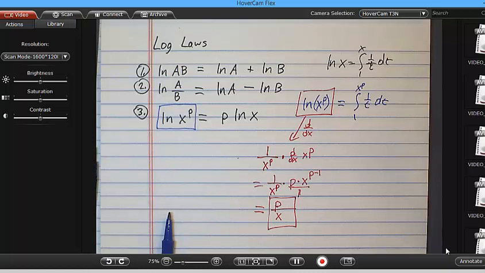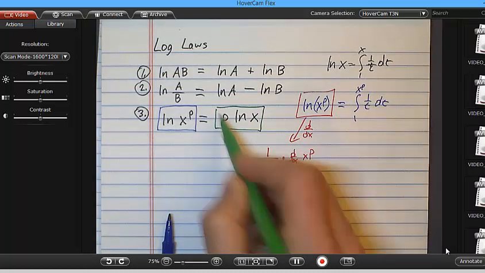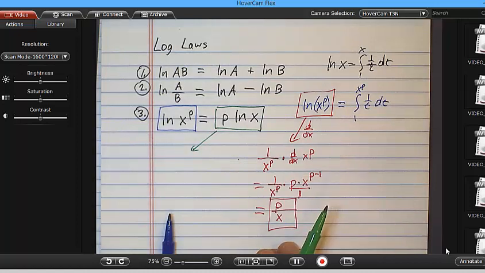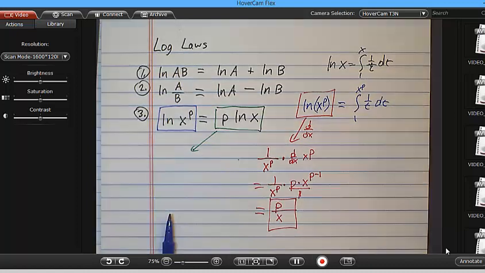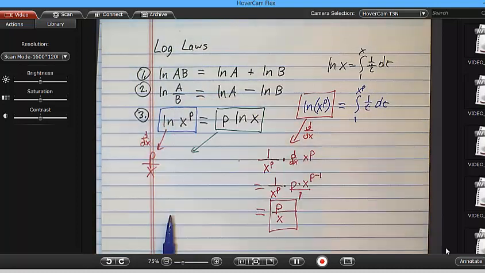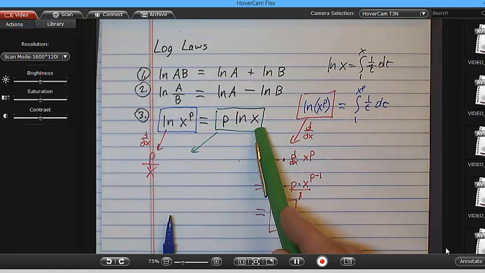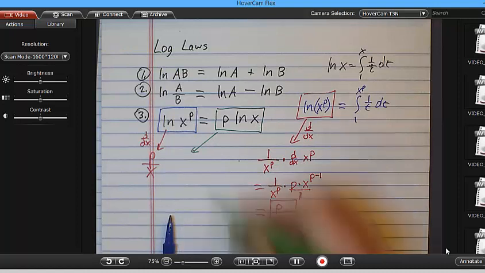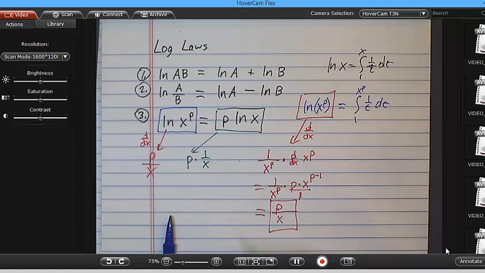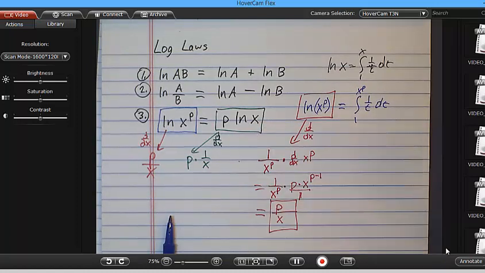Okay, so that's interesting. What if I take the derivative of this other guy? I took the derivative of the natural log of x to the p, and I got p over x. If I take the derivative of p ln x, what do I get? Don't you get p times 1 over x? Right? P is a constant. So they have the same derivative. Does that mean that the functions are the same? Well, almost.